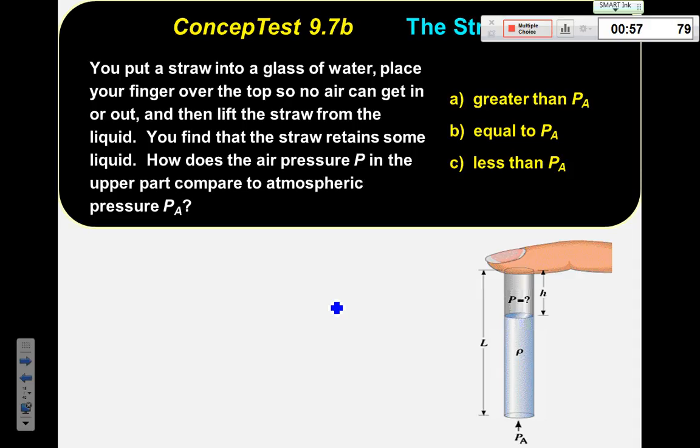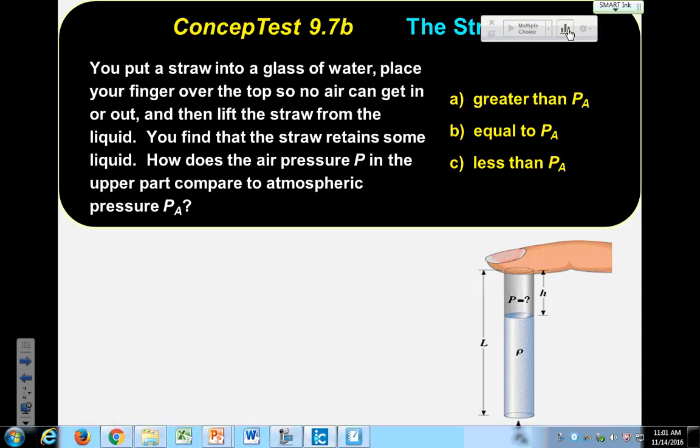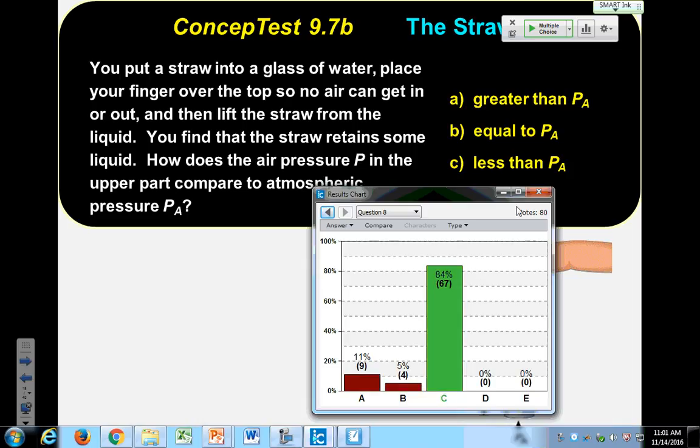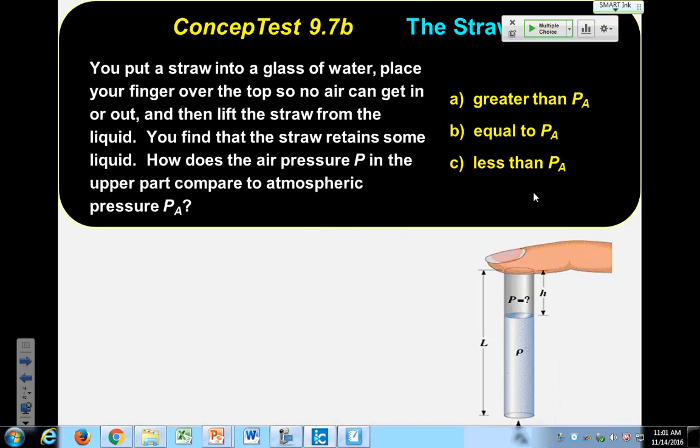All right, we will stop at 105. I want you to also think about by what amount are they different. I'll show you that, but be thinking about that. Okay, good. C is right. This pressure right here is less than this pressure. And in fact, if we had a straw that was 10 meters long, this pressure would equal zero.